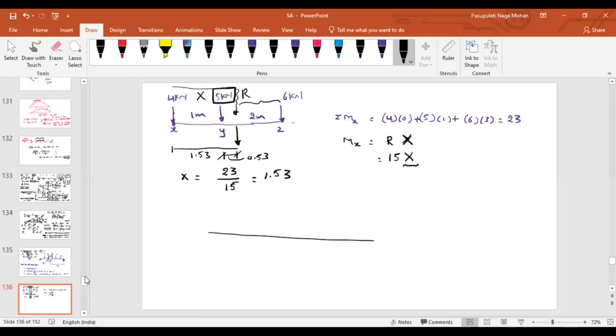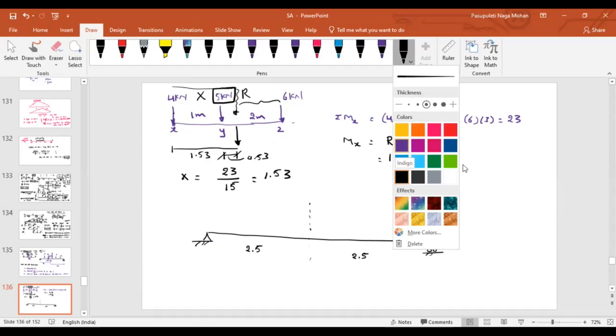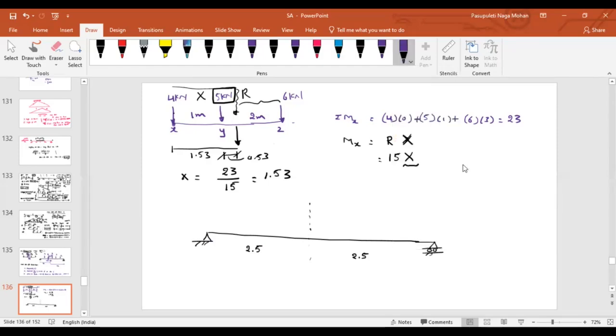Now what should I do? I'll take the beam. What is the length of the beam? Total length of the beam, 5 meters, isn't it? From here to here, 2.5, and from here to here, 2.5. How do we have to place? Adjacent load and resultant should be equidistant, isn't it? Now, imagine this is your adjacent load. What is the adjacent load? 5 kilonewtons, that I am squaring.